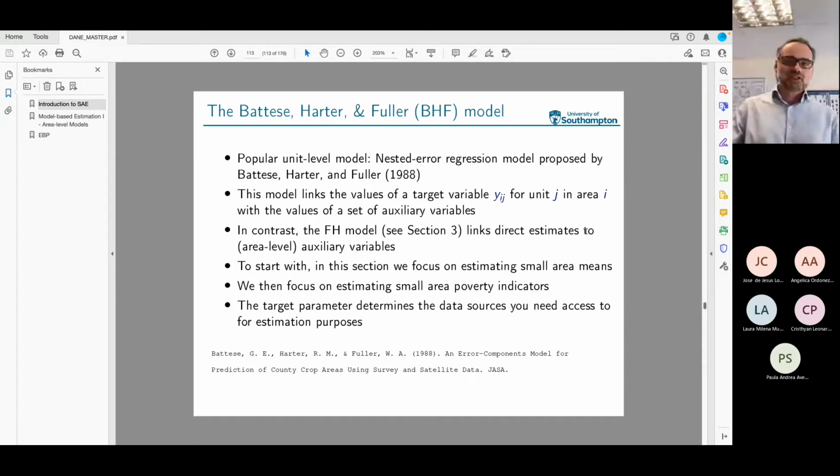To start with, in this section, we're going to focus on estimating small area means, and that's important.